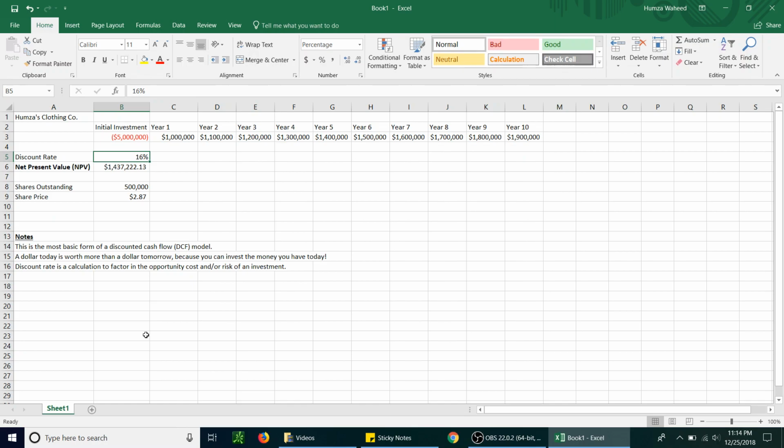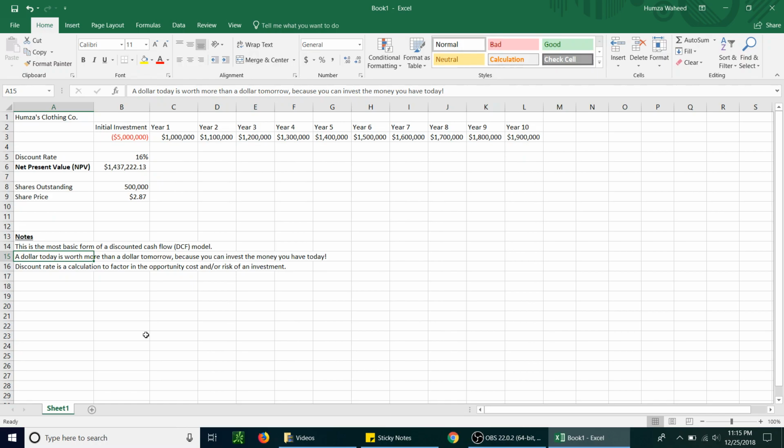So just doing that again, like a 14%, we got $4.03 of expected share price, a target share price, and then using 16%, you only get a $2.87 share price. And now just moving on to a more general perspective of why we use discount rates and why we use net present values in finance here.